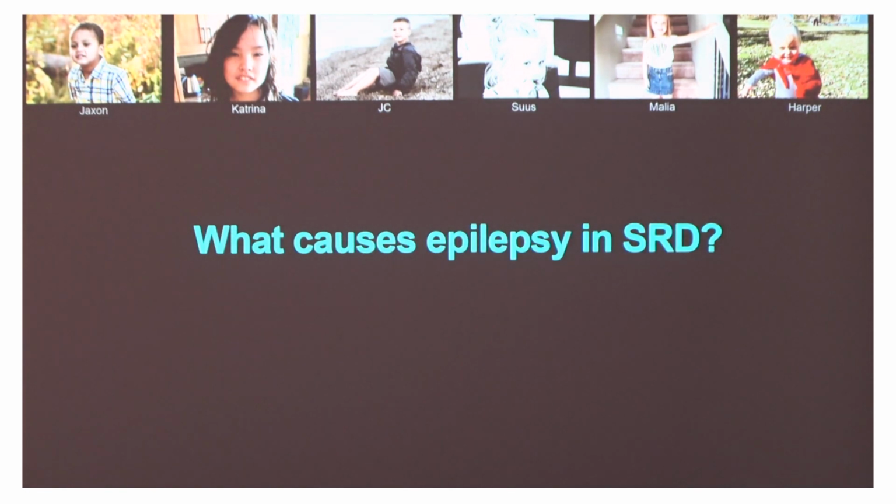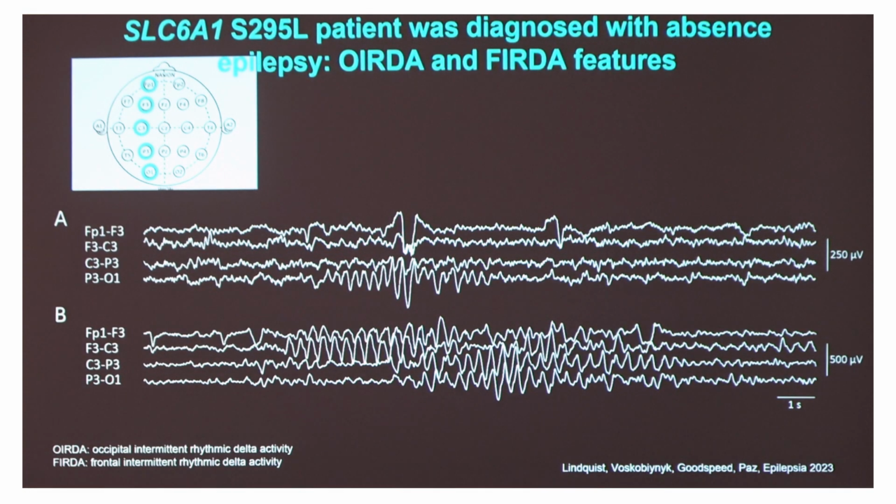So what causes epilepsy in SRD? We were fortunate enough to work with Dr. Goodspeed in the natural history study to look at the epileptic activity in the brains of the patients with SLC6A1. Here you can look at a simplified montage of the EEG recording in a patient with S295L mutation. You can see that there are these high amplitude spikes in A and in B.